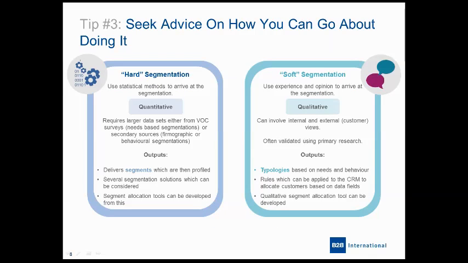My third tip is to seek advice on how you can go about doing it. And here I think I should alert you to the 2 different types, a hard segmentation and a soft segmentation. A hard one is very statistical and quantitative. It requires big data sets, either from primary research, as in surveys, or from secondary sources, as in your CRM or your sales data, or purchase data, Hoover's type data that you can use. The outputs are very statistical. They are based on factoring and clustering, and several segmentation solutions may actually be produced from that.